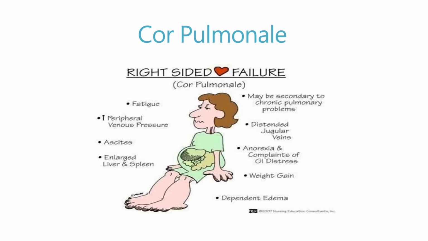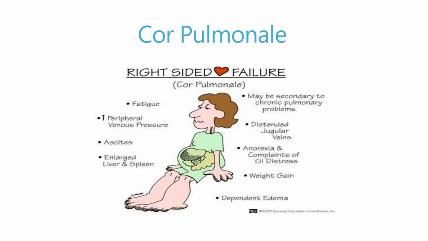You may see distended neck veins, JVD. You may see or hear of anorexia because you have GI distress, you have liver enlargement, you have ascites going on, you have weight gain, you have dependent edema in your lower extremities. In this picture, they have enlarged liver and spleen because this area of the abdomen gets enlarged. Then we have increased peripheral venous pressure and fatigue.